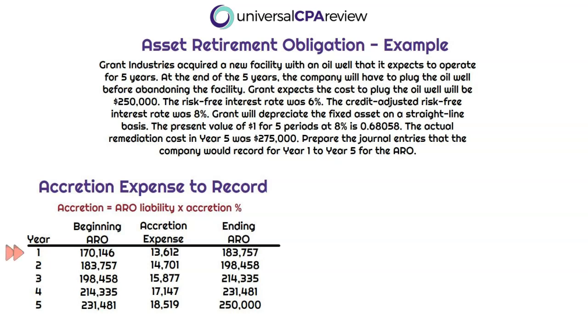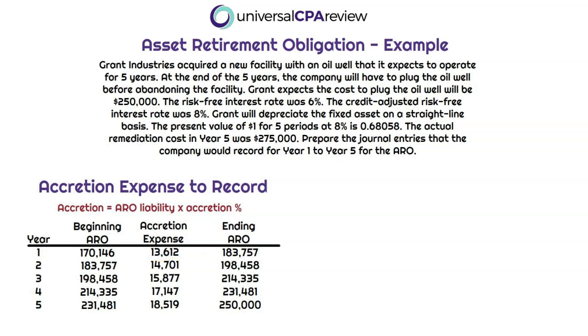So when we look at year one, well, the beginning ARO balance is that initial liability we recorded of $170,146. If we multiply by 8%, that tells us accretion expense based on that beginning ARO liability is $13,612, right? So then if that's going to increase the ARO liability, that means our ending ARO at the end of year one is $183,758.